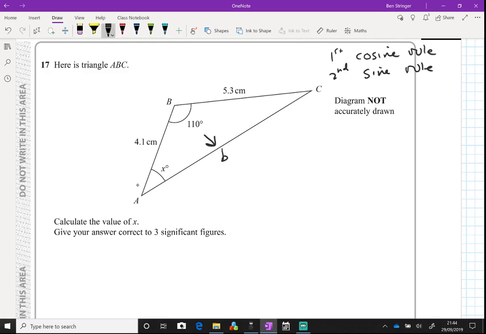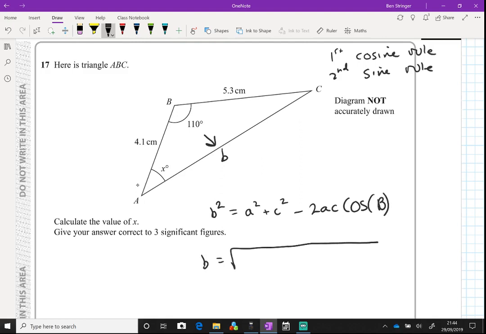So you can look at the cosine rule on the formula page. That side squared is equal to the other two sides squared, subtract both those sides times together, cosine of the angle. So b, the square root of all of that. What's a? A is opposite this one, 5.3 squared, plus the other one, 4.1 squared. This one and this one. Subtract 2 times 5.3 times 4.1 times cos of the angle 110.